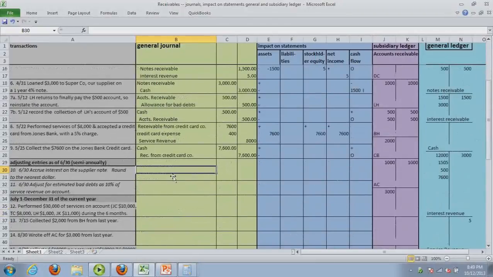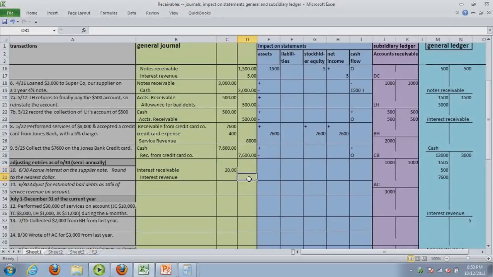Okay, so this is an accrued revenue, which means that we've earned something, we haven't collected it, it's not been recorded before. So instead of accounts receivable, we're going to use interest receivable. And on the credit side, we're using interest revenue. They sound very much like the same title, but they're not, as we'll see here in a minute.